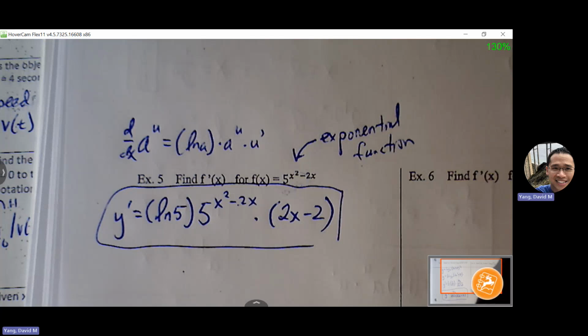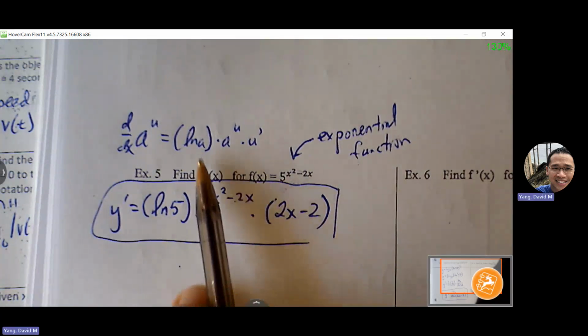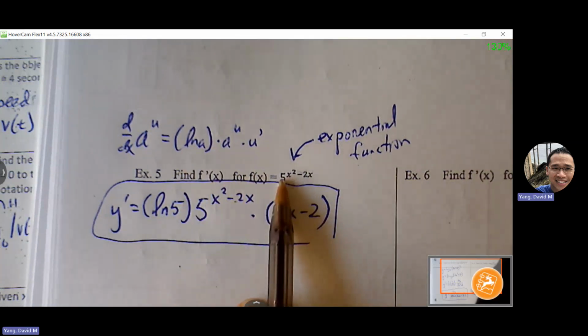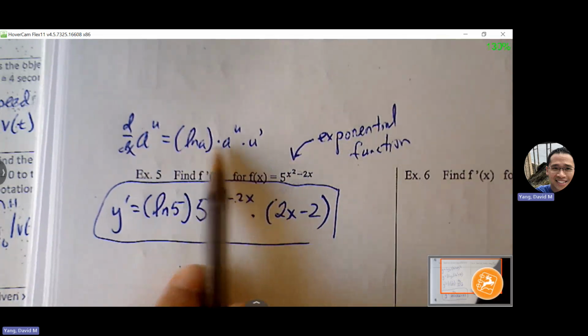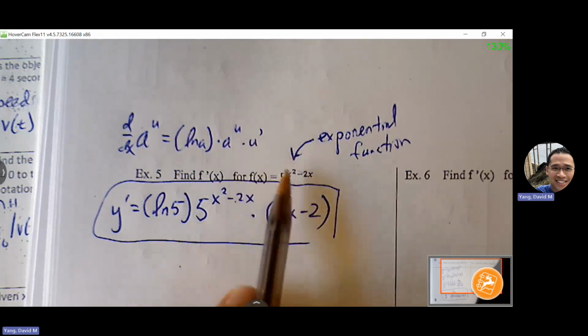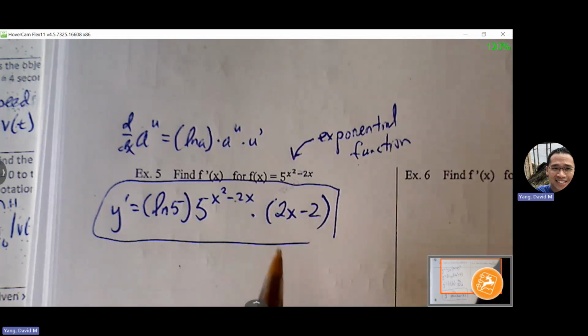Do you separate the u value? You bring it to the front. I'm just following what this rule says, right? So the rule says natural log of a, my a is 5, my u is x squared minus 2x. So natural log of 5 times 5 to the x squared minus 2x times u prime. u prime is the derivative of that exponent, so 2x minus 2. Oh, what was your question?